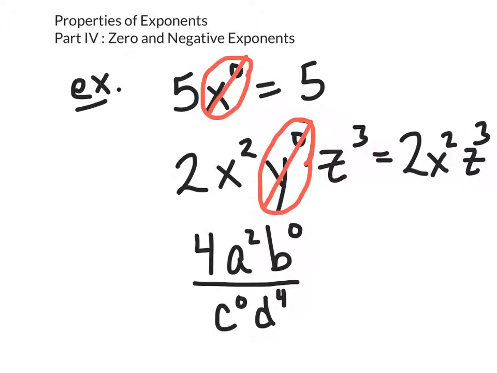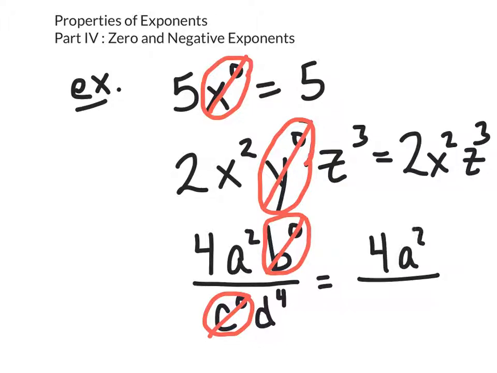My third example here on the bottom is a quotient where I have a b in the numerator that has a 0 power. So b to the 0 power there, in essence, gets canceled or crossed off. And c to the 0 in the denominator also gets crossed off. And what I'm left over with is I still have a quotient. So I'm going to go ahead and put my fraction bar down there. And I'm going to go ahead and write 4a squared. And I'm still going to have d to the 4th power down below.